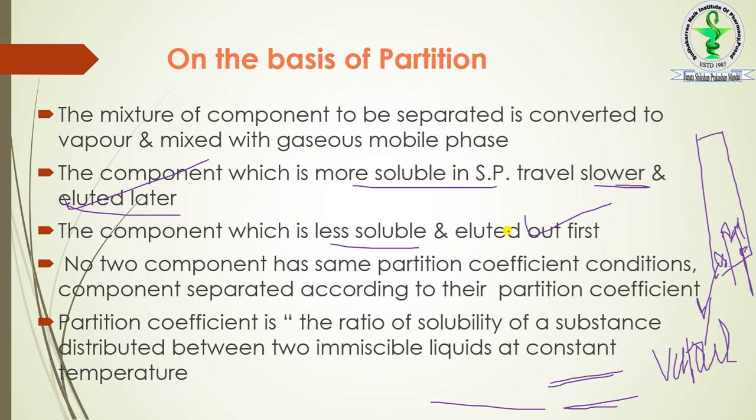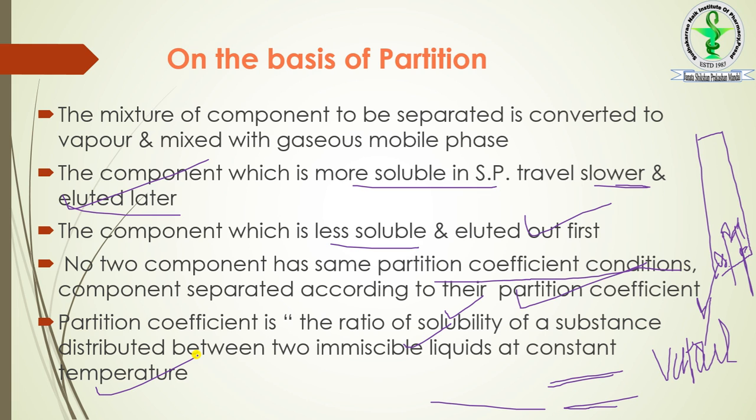Now we know that no two components have the same partition coefficient. Two compounds will never have the same partition coefficient. So components separate according to their partition coefficient. Component separation depends on their partition coefficient. And what is the partition coefficient? It is the ratio of the solubility of the substance distributed between the two immiscible liquids at a constant temperature. So solubility indirectly becomes a very important factor.